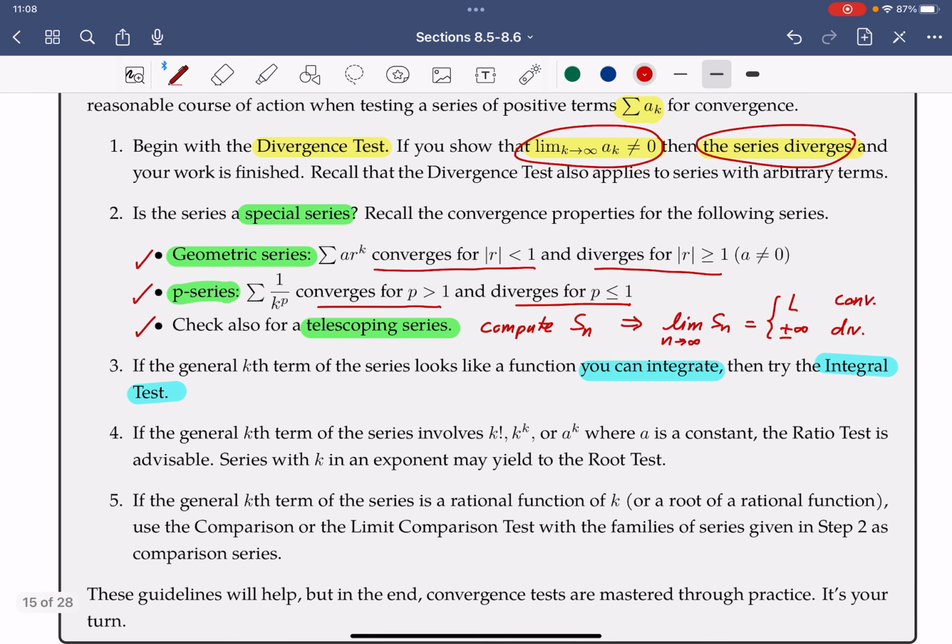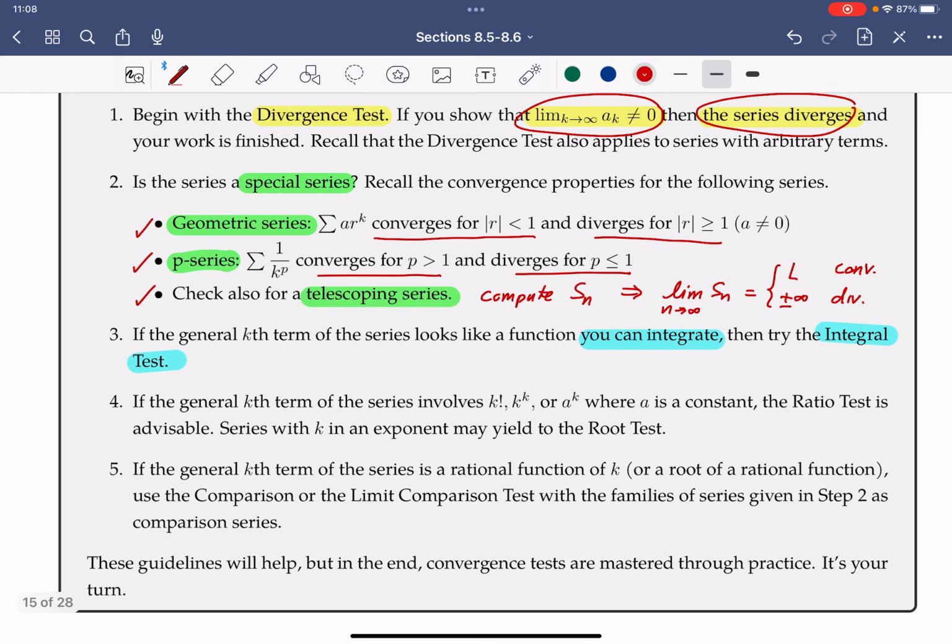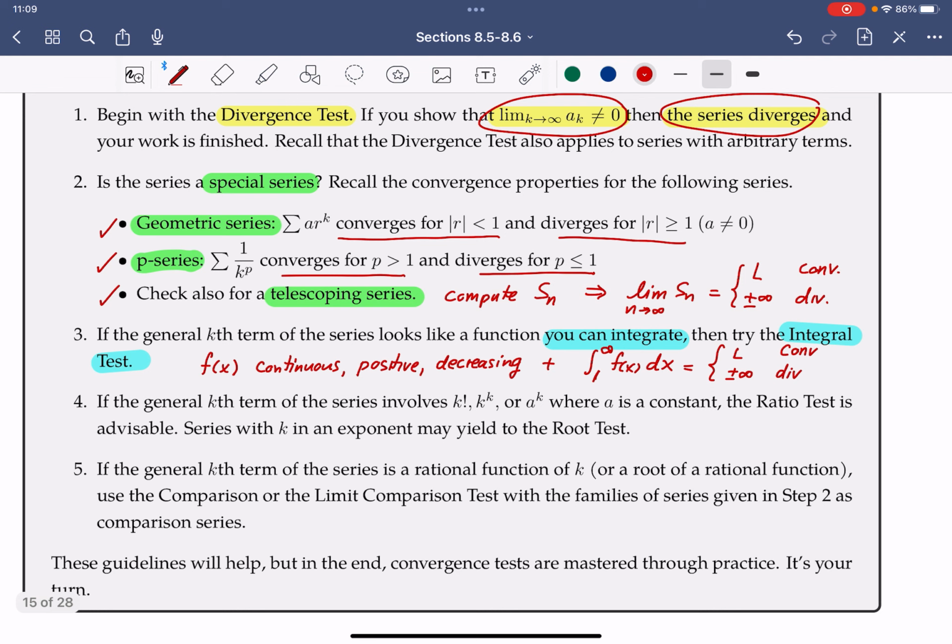The integral test, what will you do? One more time before the exam on Wednesday. For the integral test, you need to define f(x) to be similar to your a_n, and then make sure that f(x) is continuous, positive, and decreasing. After that, you integrate from 1 to infinity f(x) dx. If it is equal to some number L, convergent. If it is plus or minus infinity, divergent. This is how you make the conclusion for the integral test.